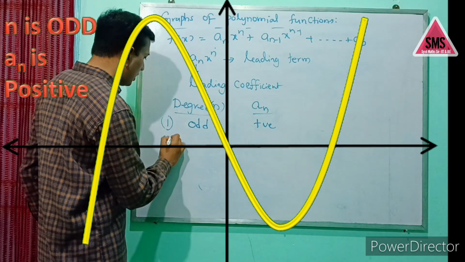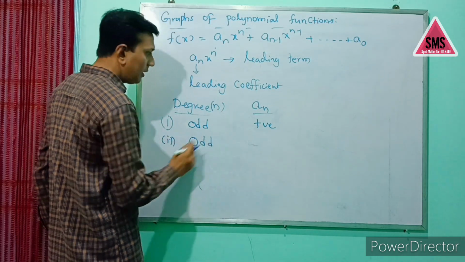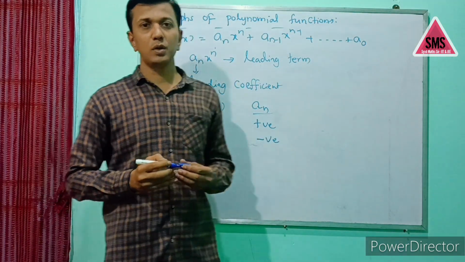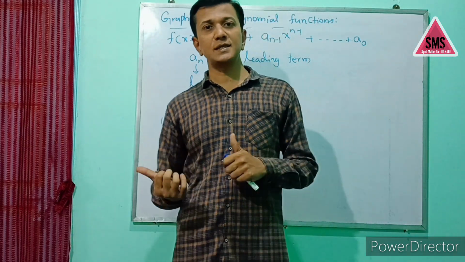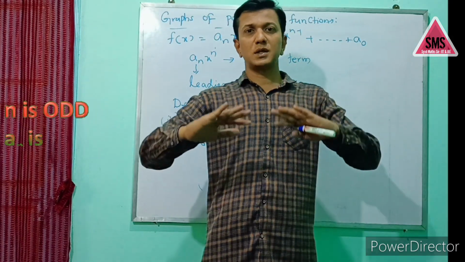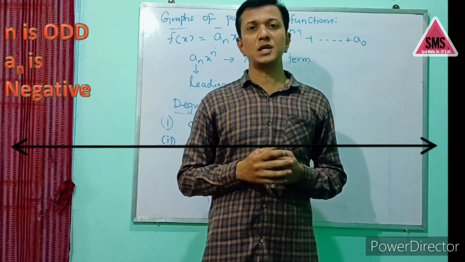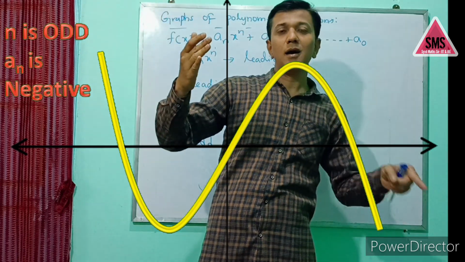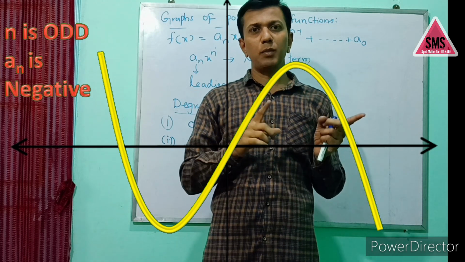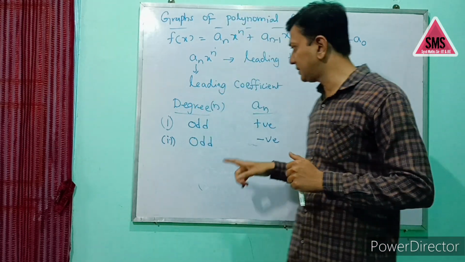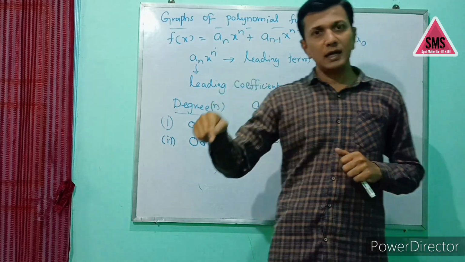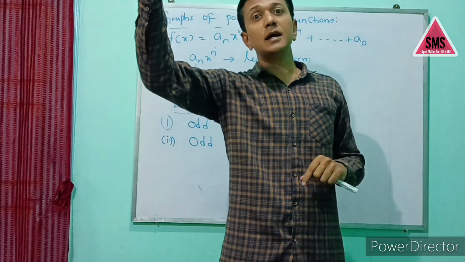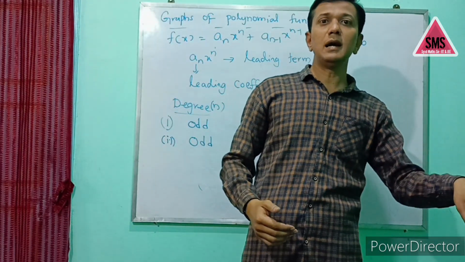Now second case, still n will be odd and an will be negative. So if an is negative, that means n is odd and an is negative, it's quite the opposite phenomenon that will occur. So it will rise on the left side, but it will fall on the right side. Quite opposite. In the first case, it was falling on the left side, rising on the right side. But in the second case, it is rising on the left side, but it is falling on the right side.